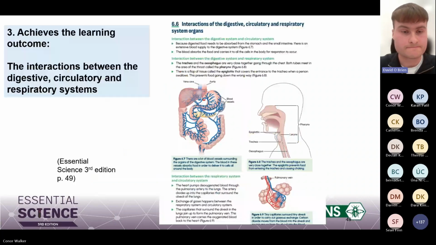Next slide, please. And as well as that, the third feature in Essential Science is many of the learning outcomes that are in the specification can now be achieved by students in one page of our textbook. So, for example, one of the learning outcomes on the specification, it has yet to appear in the examination paper, so who knows when it could come up, is the interaction between the digestive, circulatory and respiratory systems. And we have all of that information and diagrams on one page, making it easier for students to achieve the specific learning outcome. Next slide, please.